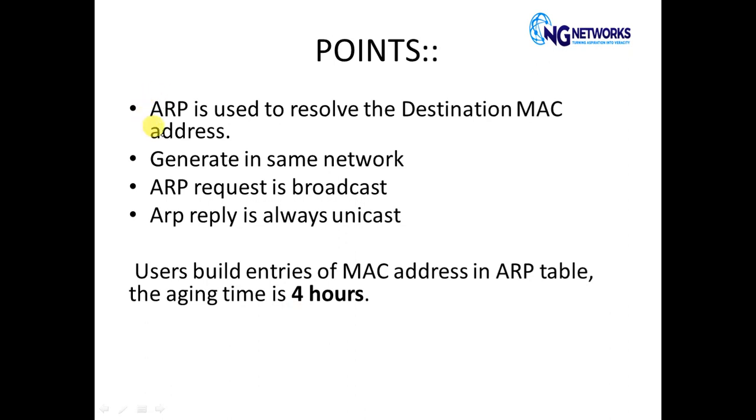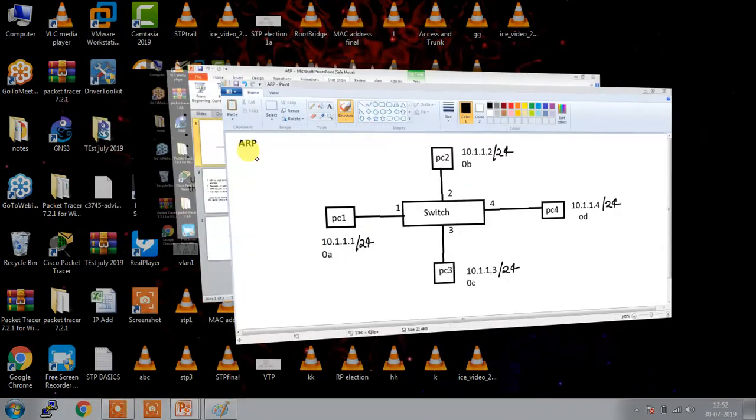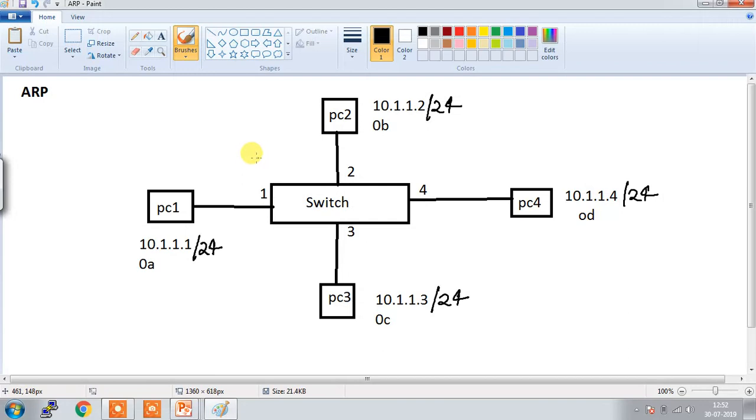The first point states that ARP is used to resolve, or you can say find, the destination MAC address. Let's understand this point with the help of an example. Here is an example wherein 4 PCs are connected to a switch. Let's suppose PC1 wants to communicate to PC4, any type of communication.